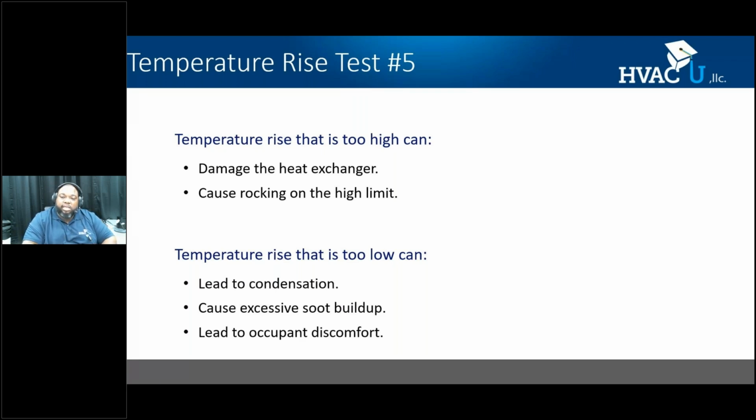Over time, that limit will fail. And as we teach technicians, if that limit failed, it failed for a reason. There's something causing that limit to fail. We need to investigate the problem, and it could be the duct system. All right, temperature rise that is too low can lead to condensation on the heat exchanger, which isn't good, cause excessive soot buildup, and lead to occupant discomfort.